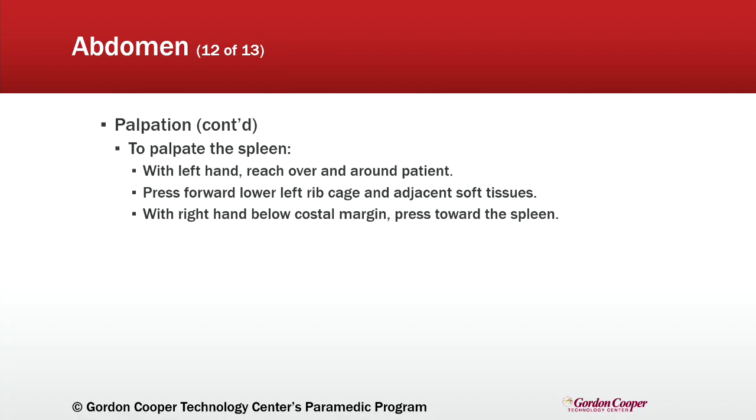You may only be able to palpate the spleen if it's inflamed. To palpate it, use the left hand to reach over and around the patient to support and press forward on the lower left rib cage and the adjacent soft tissues. With your right hand below the costal margin, press inward towards the spleen. These are all things that can be done, but they're not typically done. There's not a whole lot of need for us to palpate the spleen, but this is a way that you can do it.